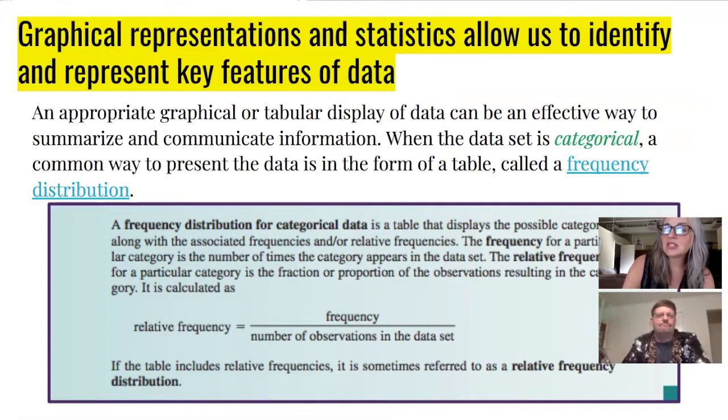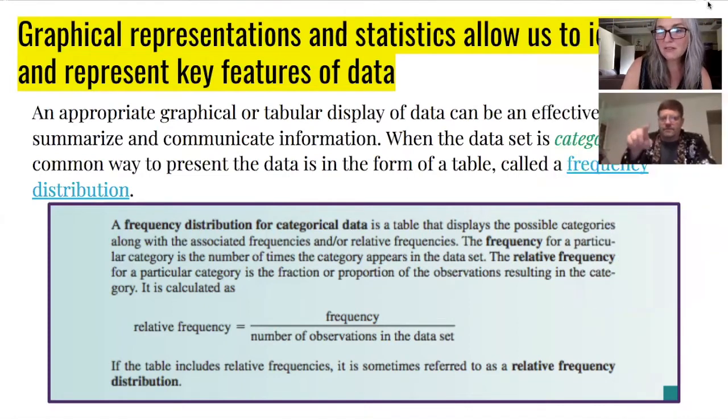So graphical representations in statistics allow us to identify and represent key features of data. An appropriate graphical or tabular display of data can be an effective way to summarize and communicate information. When the data is categorical, now remember from the last video, that means you can categorize people or things into, you know, people are left-handed or right-handed, people are male or female. T-shirts are red or orange or green or blue, right? You categorize information. A common way that we represent the data in terms of a table, not a graph, is called a frequency distribution.